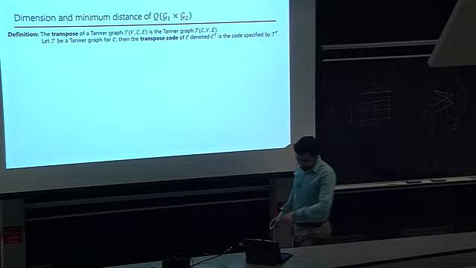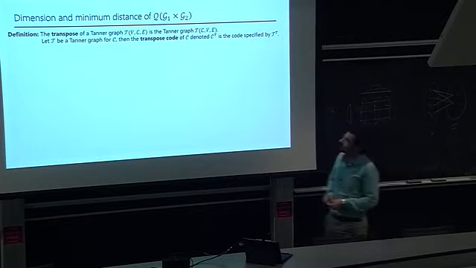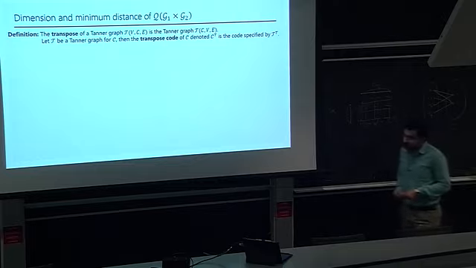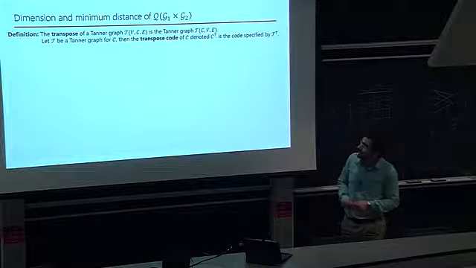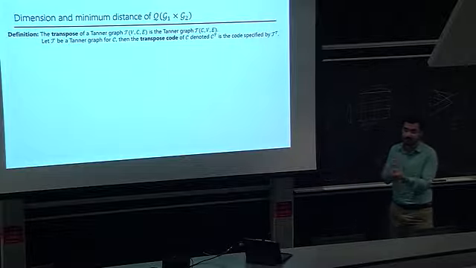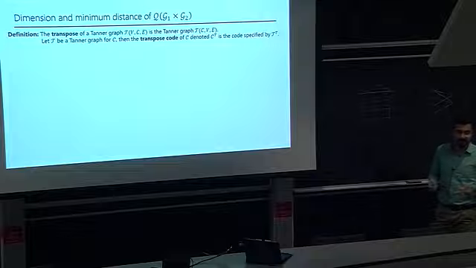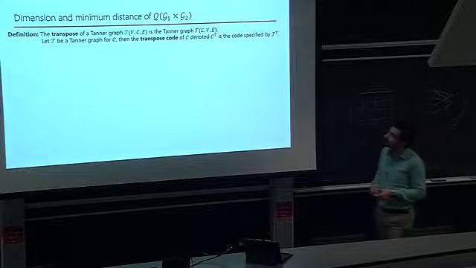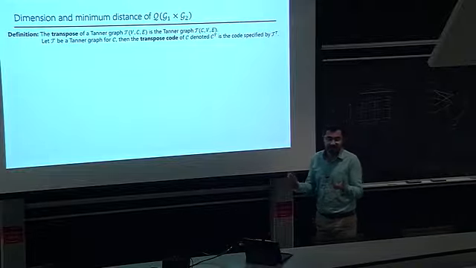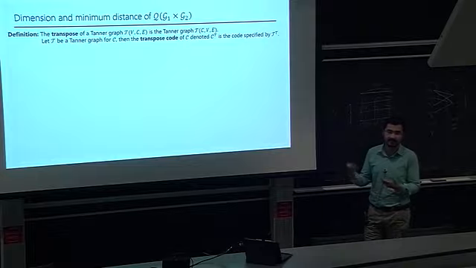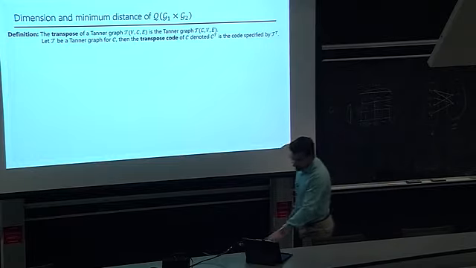Now, I will just mention the results about the dimension and the minimum distance of the code. We can define the transpose of a Tanner graph as the Tanner graph obtained by switching the roles of the variable nodes and the check nodes. The new Tanner graph corresponds to a new code, and that code is called the transpose code of the original code.